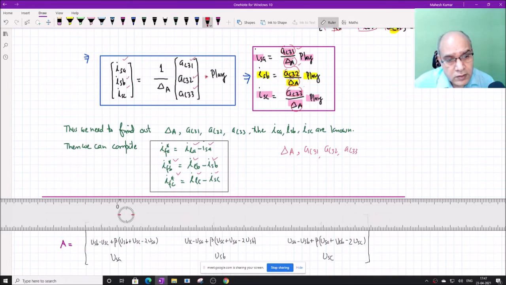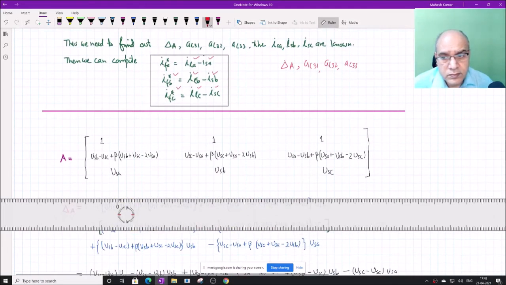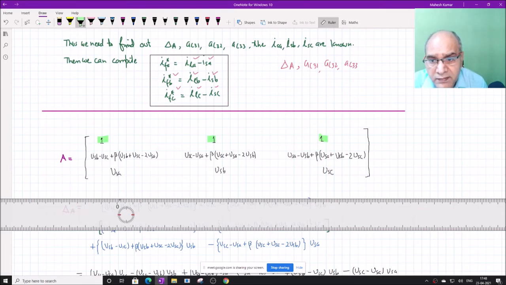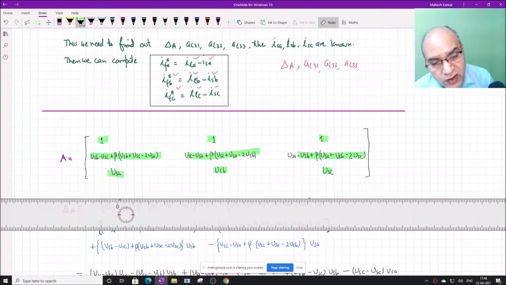Okay. Should we continue? So this is matrix A. We have defined it earlier. Its elements are 1, 1, 1, and then we have the voltage terms for the second row and third row, as voltage terms VSA, VSB, VSC. So we have to find the determinant of this matrix and we have to solve the cofactors.